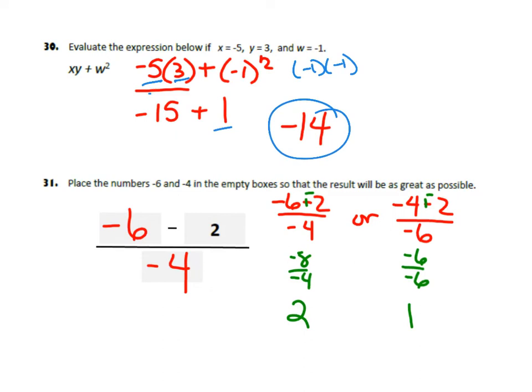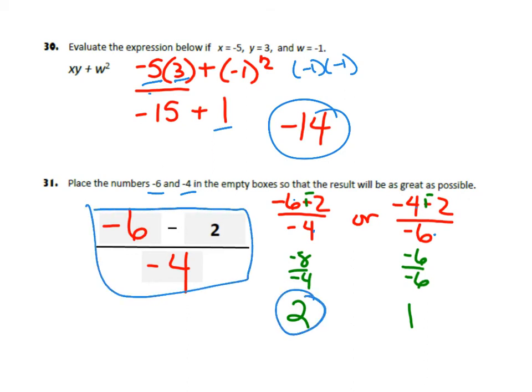Number 31 is a little bit challenging. You need to place negative 4 and negative 6 into empty boxes so the result will be as great as possible. Well, I tried it both ways. I did the negative 6 and the negative 4, and I did the negative 4 and negative 6. And when I did the order of operations, 2 was my bigger answer. So negative 6 is on the top, negative 4 on the bottom for the largest possible answer.